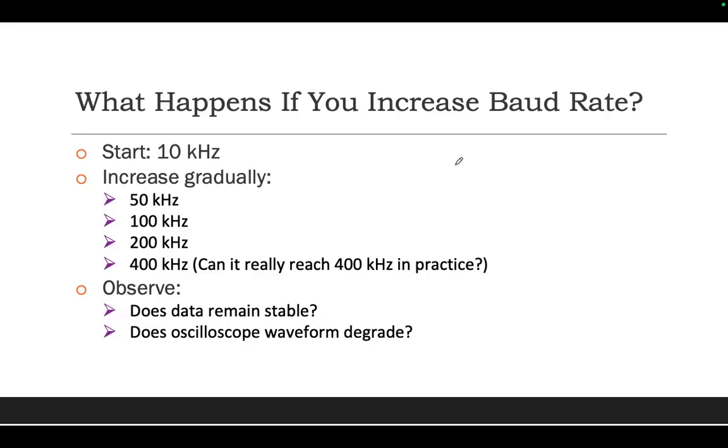Is that okay? And then another question, does data remain stable after you try to reach 400? And does the oscilloscope waveform degrade when you set it to 400 kHz? When you try to adjust it to a higher frequency, you need to observe what will happen when you increase your frequency. That makes sense to you?